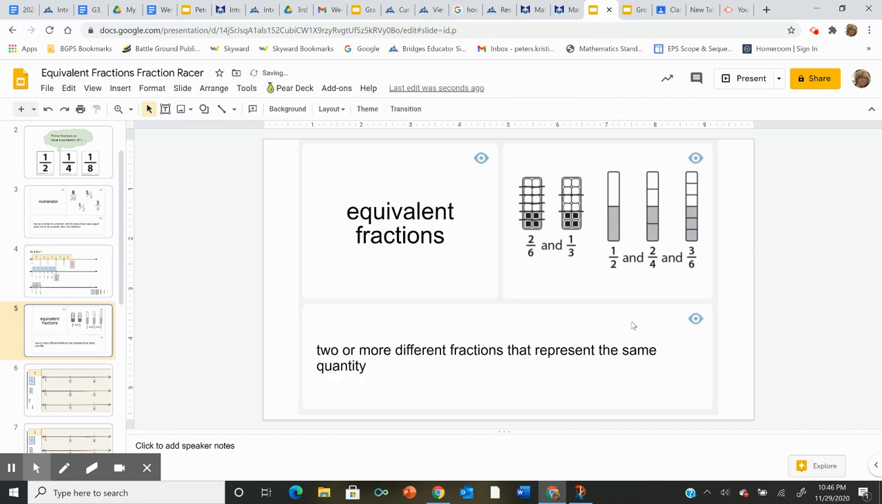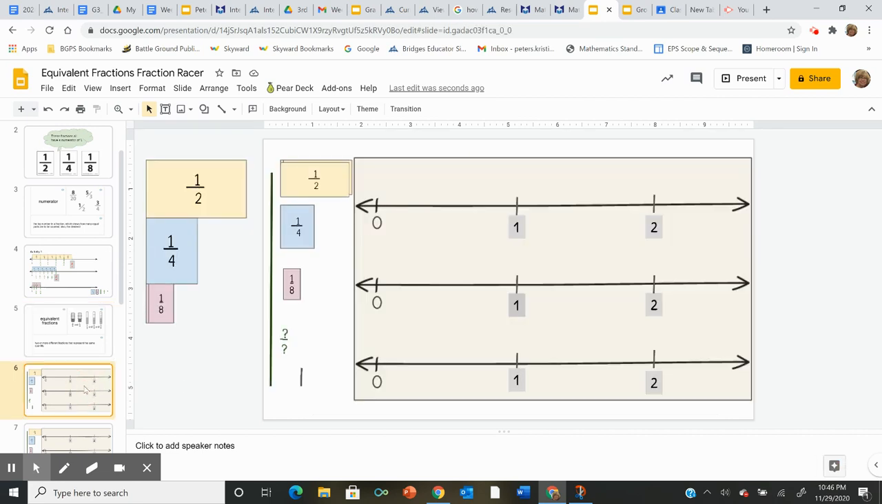A really interesting idea, and we're going to be working a lot on it in third grade. So it's 2 or more different fractions that represent the same quantity. I also like to think of them as representing the same point on the number line. So speaking of number lines, let's go back.